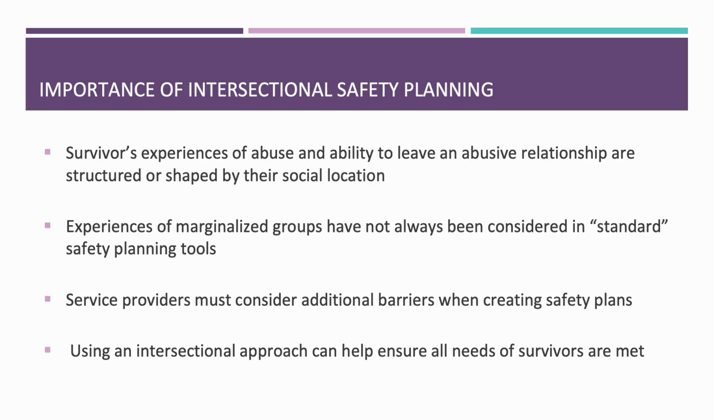What the research emphasized overall was the importance of intersectional safety planning. We know that survivors' experiences of abuse are structured or shaped by their social location. Race, gender, class, sexuality, immigration status, age, and religion all play a role in the forms of violence and precarity experienced by individuals and groups. This includes how a survivor experiences intimate partner violence, her assessment of risk, and her ability to leave an abusive relationship. The safety plan should consider the unique social, physical, emotional, financial, and technological needs of the survivor.